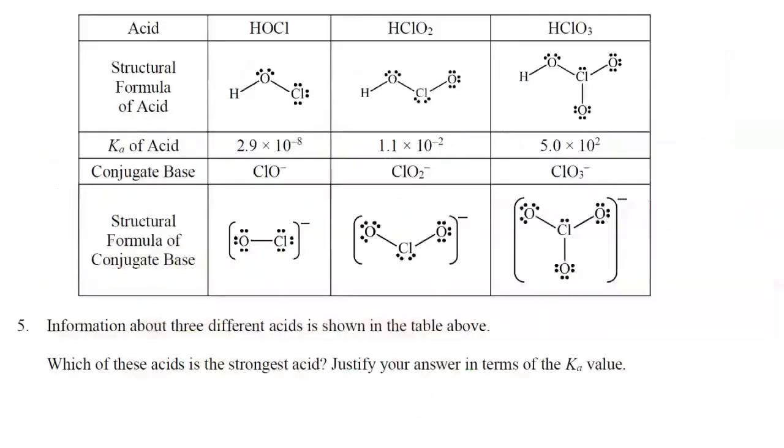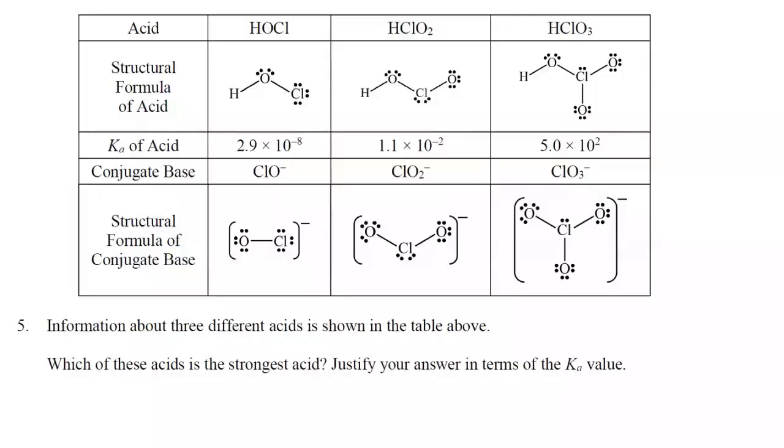Now, moving on to question 5 in the packet, we can see, comparing these three acids in the table, that we're not talking about changing the electronegativity of an atom like chlorine or bromine or iodine. They all contain a hydrogen bonded to an oxygen bonded to a chlorine. But what changes in this table is the number of oxygen atoms that are present in these acid molecules.